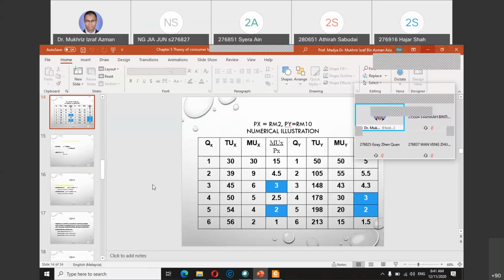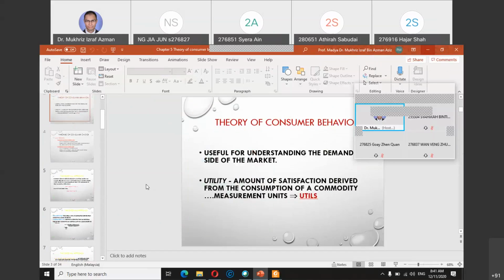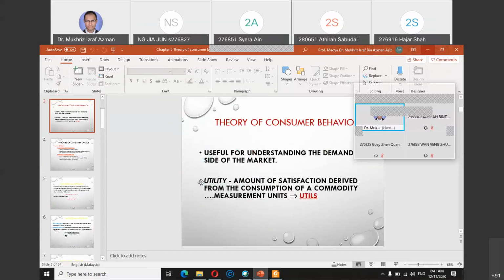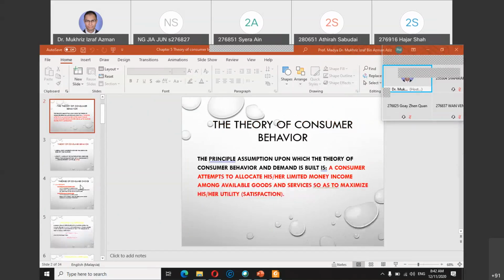Last Monday, we started on topic number 5, which is on the theory of consumer behavior, and we discussed the concept of utility, which is a measure of satisfaction: how much a consumer chooses to buy. The optimum combination, or the best combination, can be measured by utility.